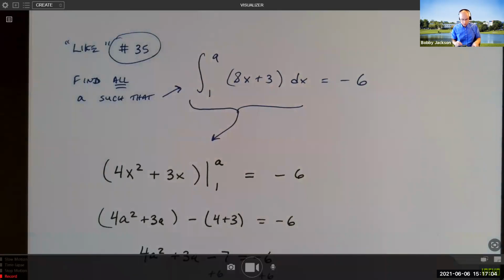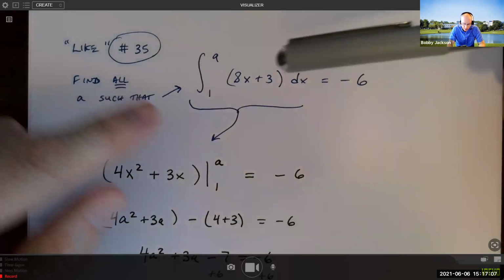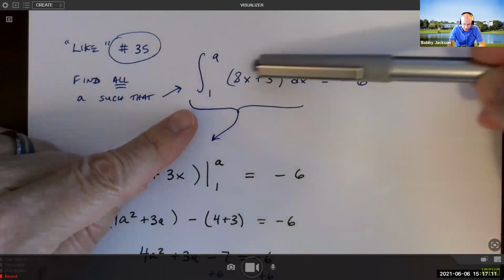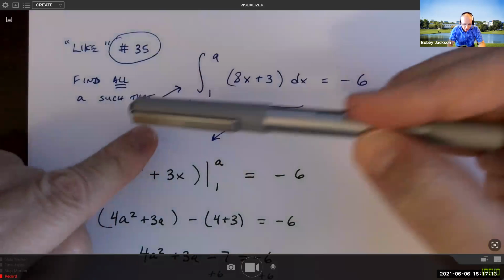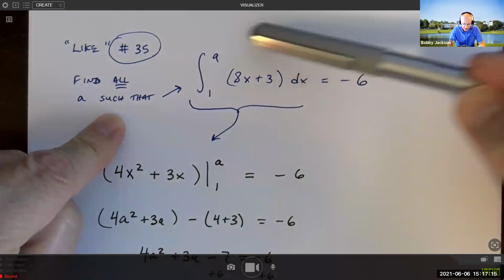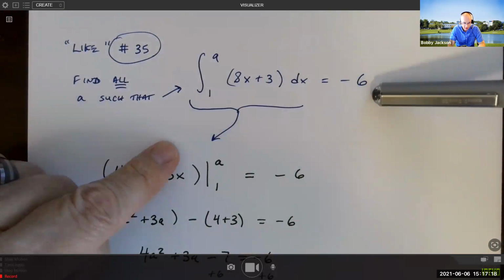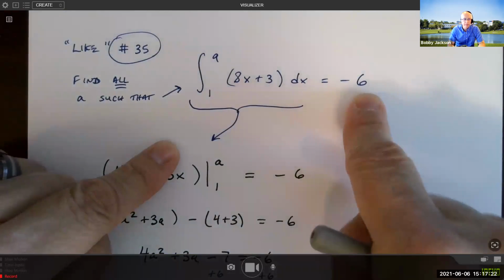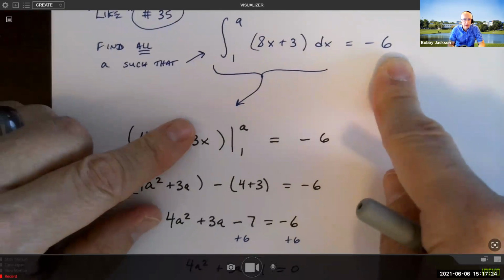Let's take a look at number 35. Here we're integrating from 1 to a the function 8x plus 3, and we're finding all the values of a such that this definite integral evaluates to -6. Sorry, -7, -6. And so how do we proceed with this?